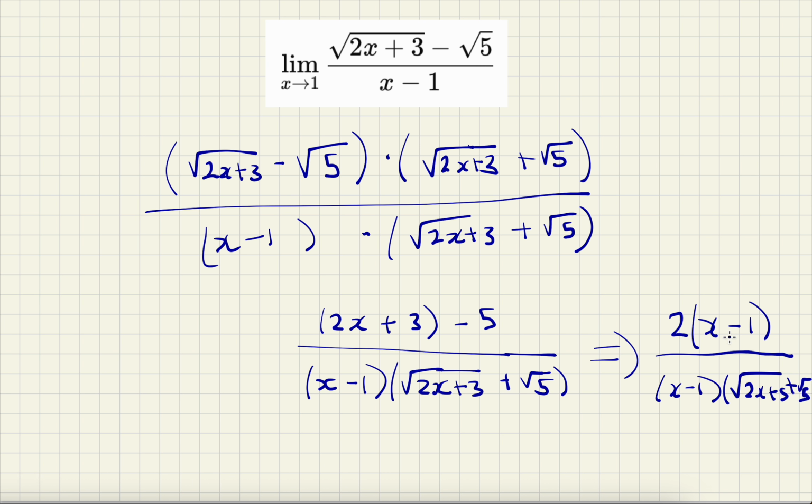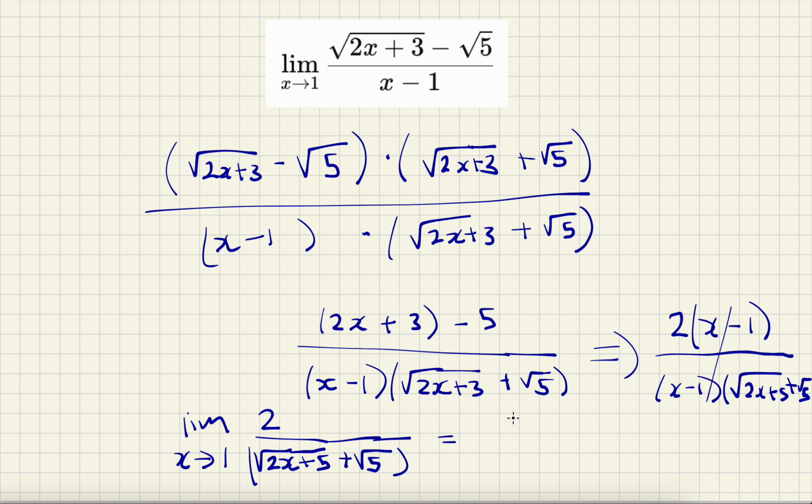Okay? And so now we can see that x minus 1 cancels out. And so we're left with the limit as x approaches 1 of 2 over the square root of 2x plus 5 plus the square root of 5. Right? And now if we substitute 1 into this function, we should get our answer.